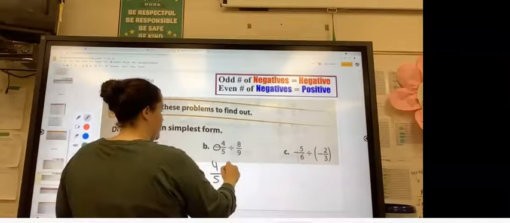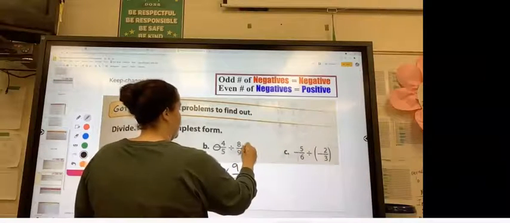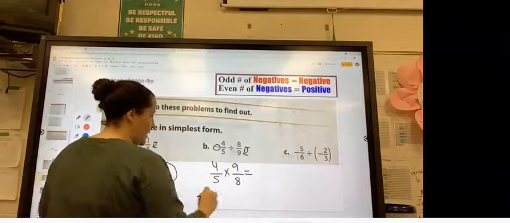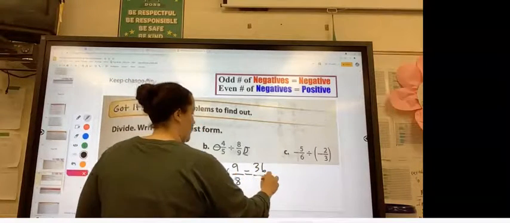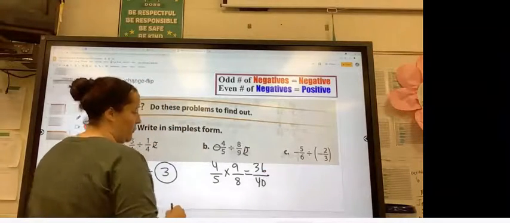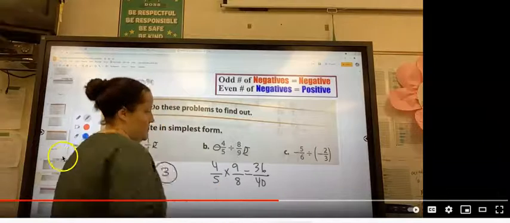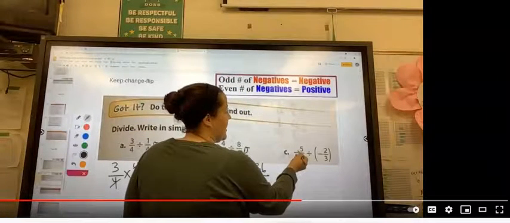4/5, keep, change the sign, flip the last one, right? Equals, I'm just going to go for it. So 4 times 9 is 36/40. And you can reduce that by dividing by 4/4. And you can reduce it on your own. Okay. And remember, the answer is negative.